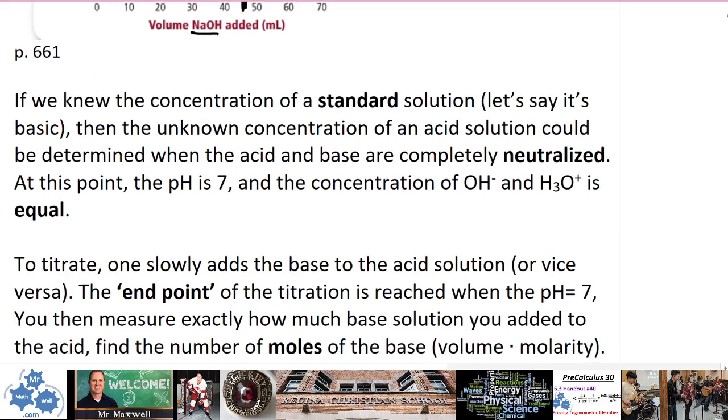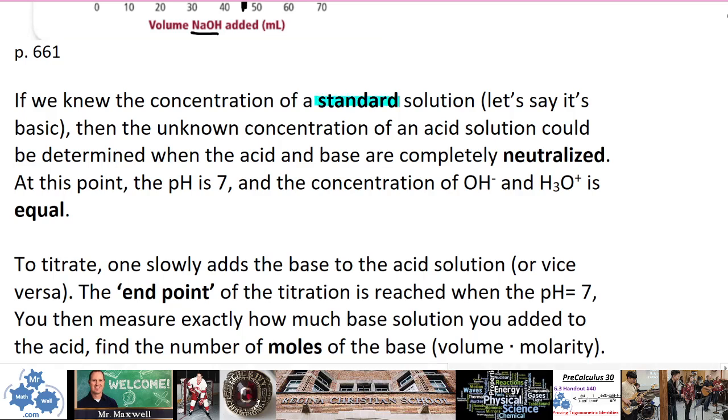So as we continue this explanation, if we knew the concentration of the standard solution, so let's say, as I described, the NaOH that we put in was basic, then the unknown concentration of the acid could be determined when the acid and base are completely neutralized. At this point, the pH is 7 and the concentration of OH minus and H3O plus is equal.